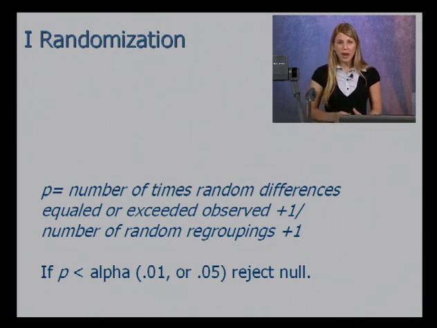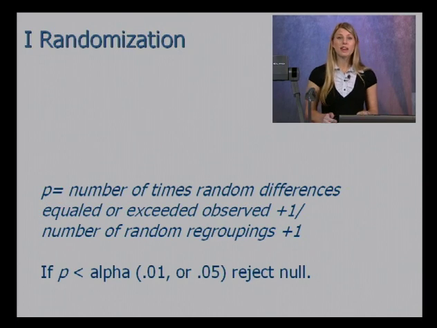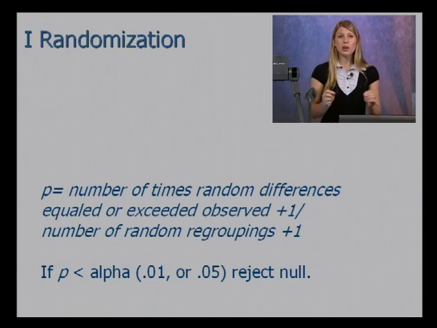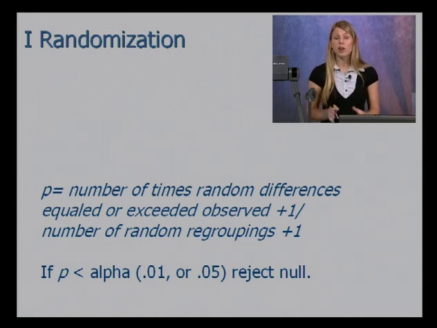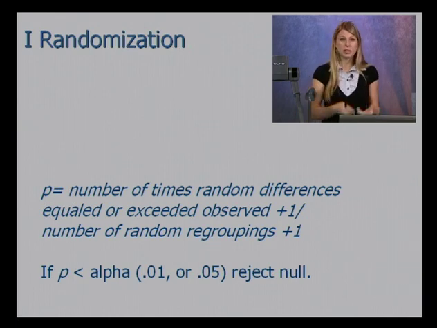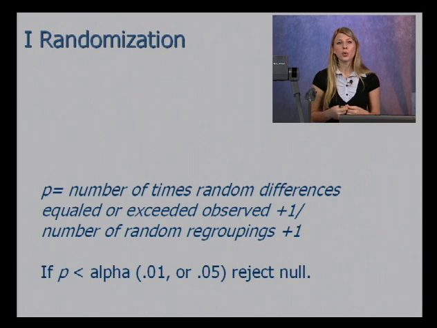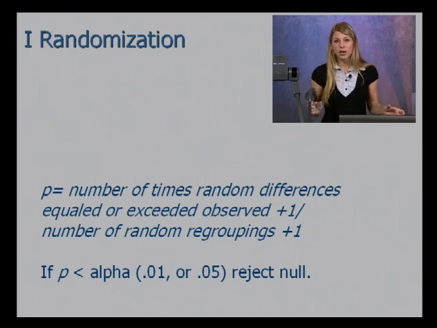Okay. So the way that you calculate p is you're going to take the number of times your random differences, so when you randomly shuffle over and over and over, the number of times those differences equaled or exceeded your observed difference. Okay? And then you're going to add 1. I'll explain why in a second. And you divide by the number of random regroupings that you did. So if you had 100 random regroupings and only 2 of those were equal or greater to 5.2, then you would do 2 plus 1 divided by 100 plus 1.